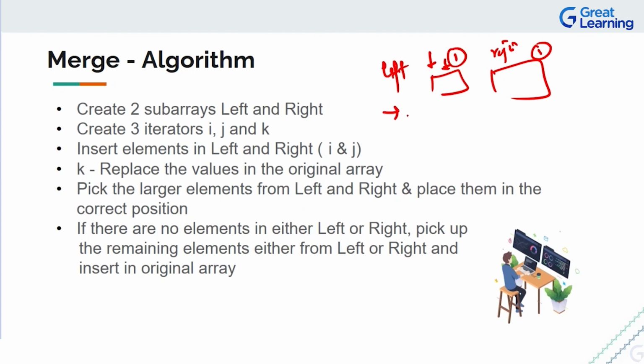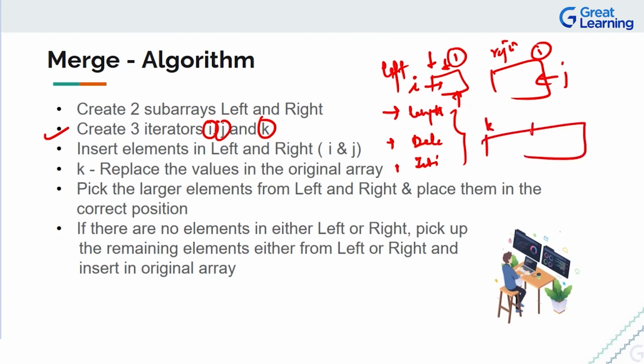Now once we have deduced the length of these arrays, what should be the length of these sub arrays, and we have declared these arrays, and then we have initialized these arrays. Once these three steps are done, we are going to create three iterators, I, J and K. The I iterator deals with the left array, the J iterator deals with the right array, and K with the original array, which helps us to insert the elements.